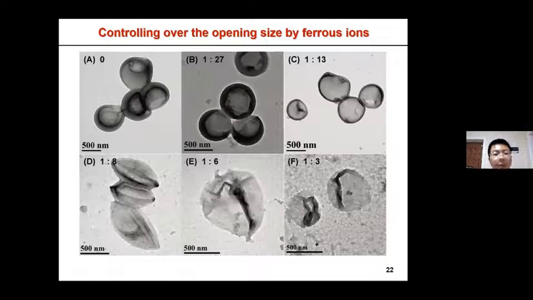Finally, we studied the effect of ferrous ions on the self-assembly behavior of this polymer, because the ferrous ions can coordinate with the bipyridine group. So with the addition of ferrous ions, bowl-shaped nanoparticles transformed to membrane-like structures such as polymer vesicles, because with the coordination of ferrous ions with the pyridine groups, the hydrophilicity of the polymer dramatically increased.